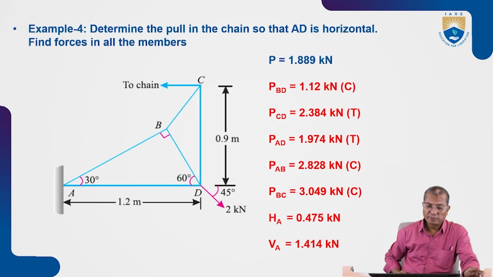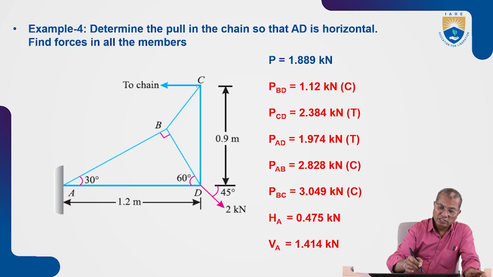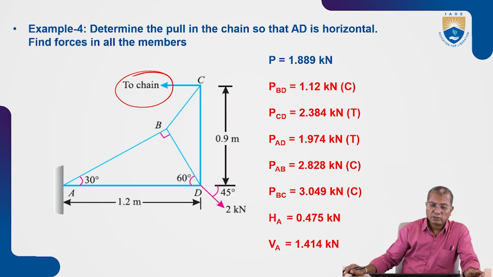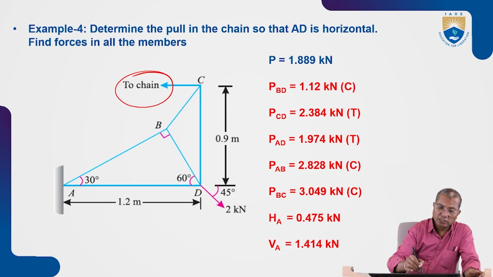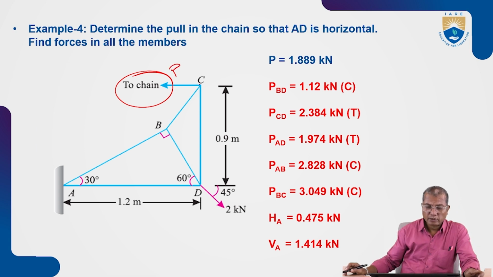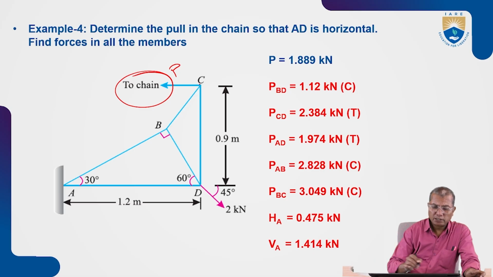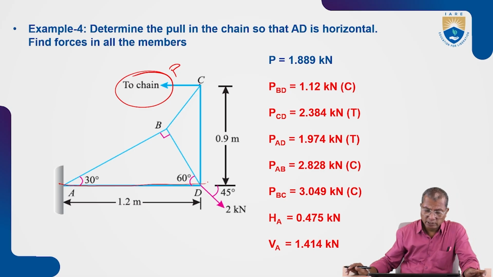There is one more example. Consider this. We need to determine the force in the chain, that is the pull in the chain, so that AD is horizontal. It is a cantilever frame, and it is held by applying a pull in the chain connected at C. Let this force be P. The pull is applied such that the member AD remains horizontal.